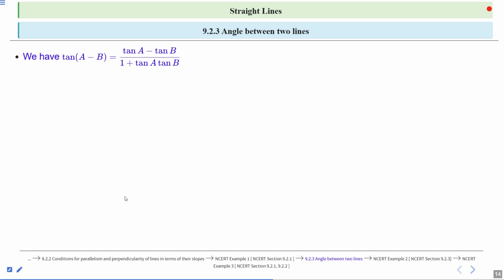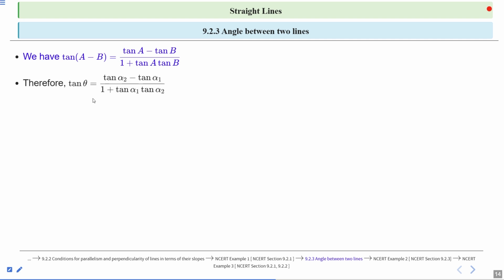Now we have tan of a minus b is equal to tan a minus tan b divided by 1 plus tan a tan b. It is known that tan of a minus b is equal to tan a minus tan b divided by 1 plus tan a tan b. So note this formula. Now we are going to apply this formula.